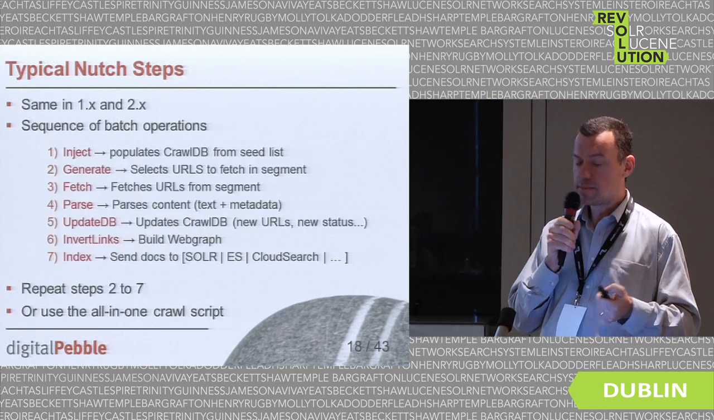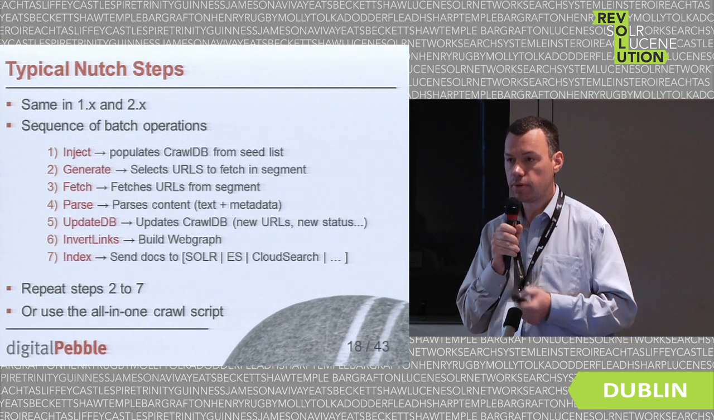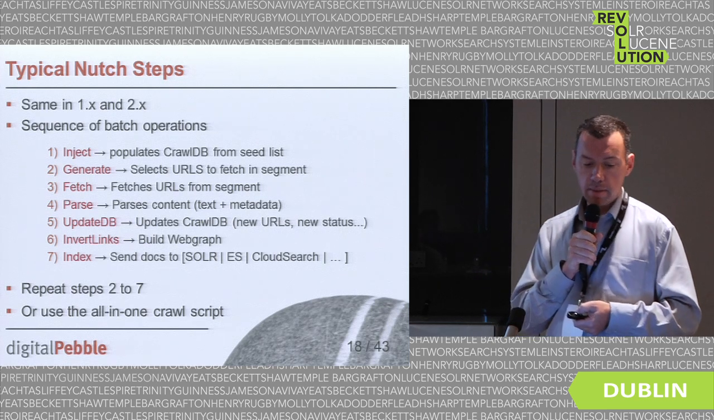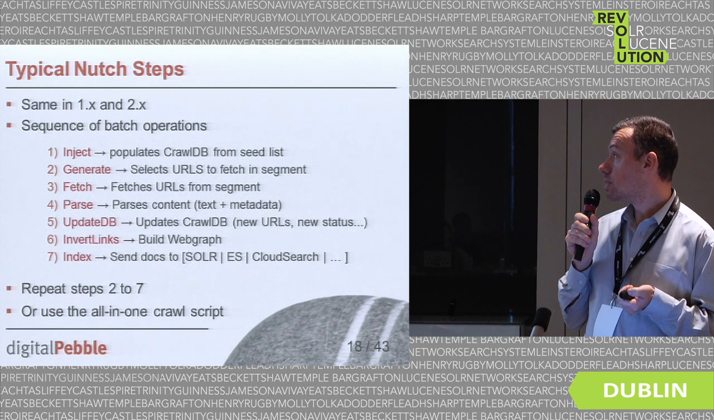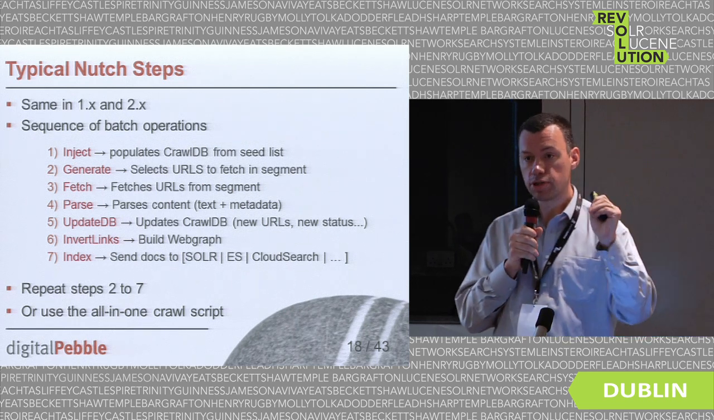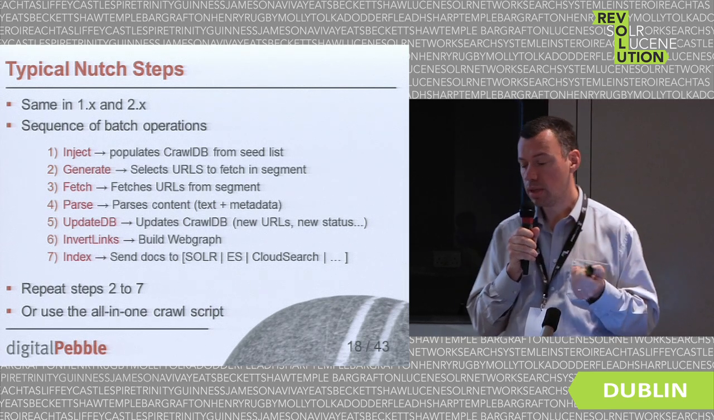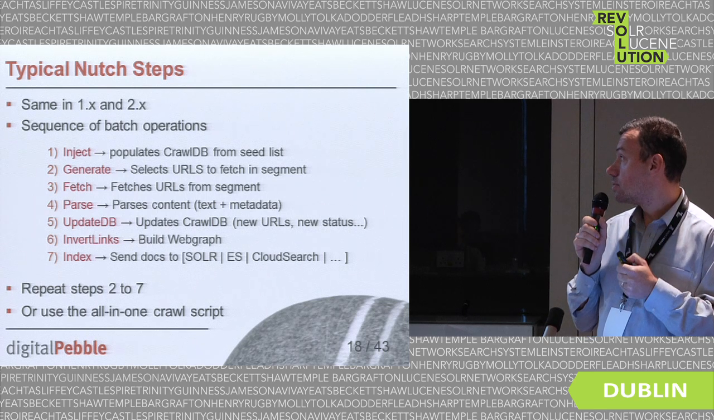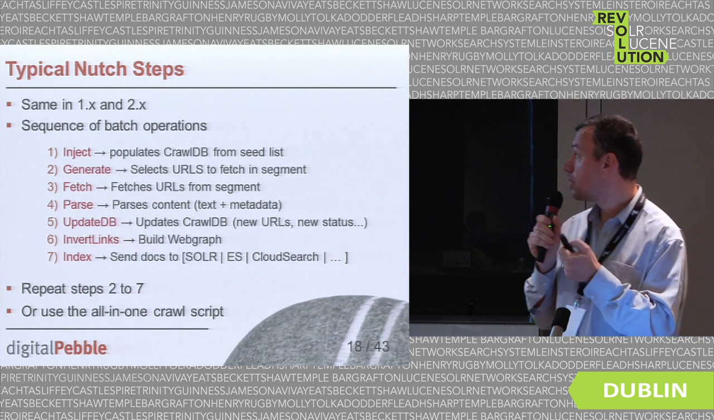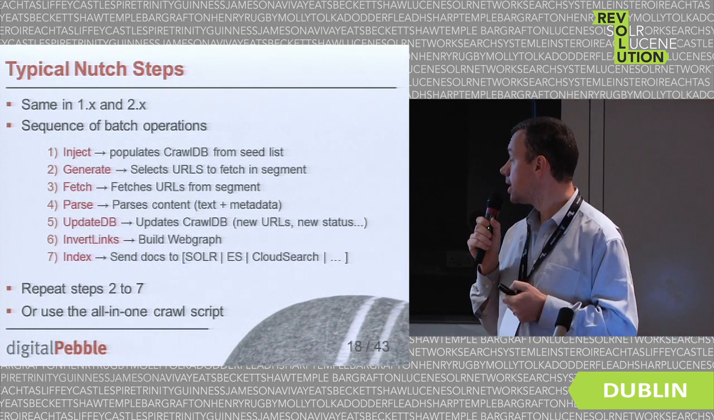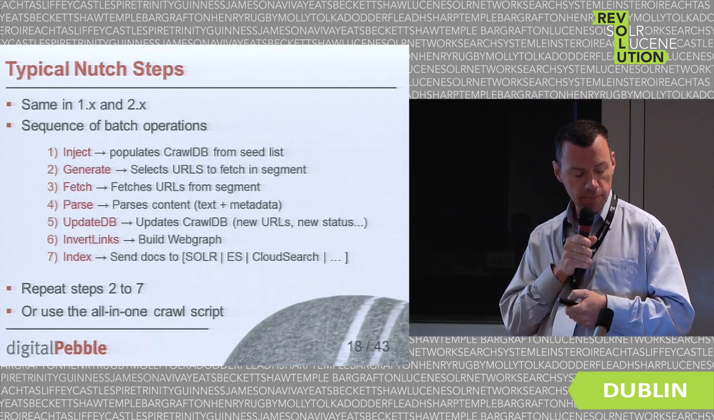So now, the main steps in a Nutch crawl. They are pretty much the same between Nutch 1.x and 2.x. And again, because Nutch is based on Hadoop, what we do is just a sequence of batch operations. The first one is the injection, which means we inject some seed URLs into a data structure called the crawlDB, which is where we store all the information we have about web pages. So we initially inject, we give it something to start from.